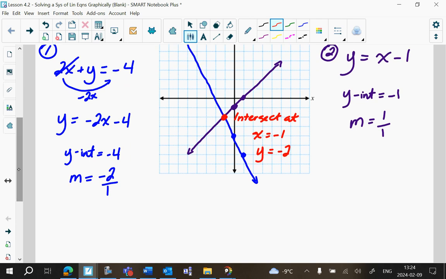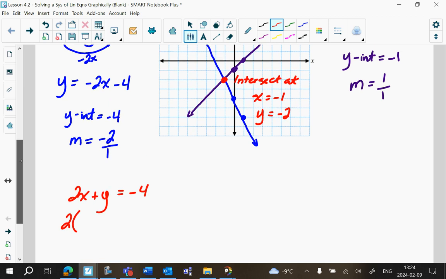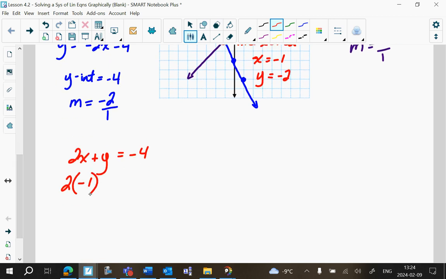So if we check this one, 2x plus y is equal to negative 4, we had x as negative 1 plus y is negative 2, negative 2, negative 4. Well, does 2 times negative 1 plus negative 2 equal negative 4? This is negative 2. This is minus 2. Yeah, it does.